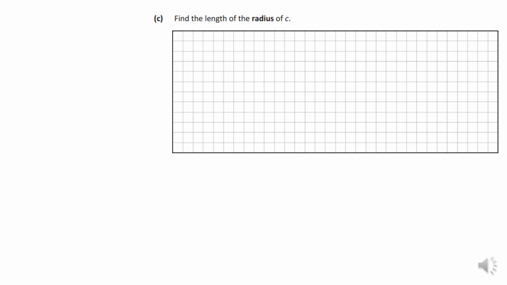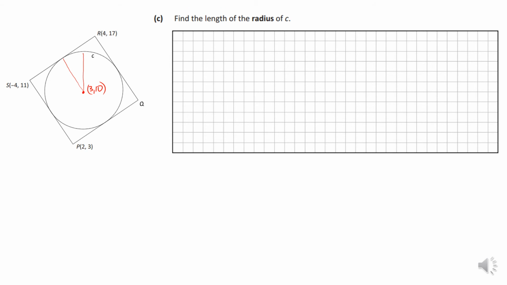Part C, find the length of the radius of C. Okay, so we found the center, which was 3, 10, didn't we? That was here someplace. 3, 10. And we have to find the radius. So the radius is the distance from the center out to the edge of the circle. Okay, so we could go in any direction for radius. These are all radii. Okay, but how do we find it here?